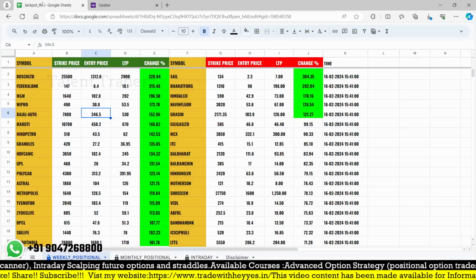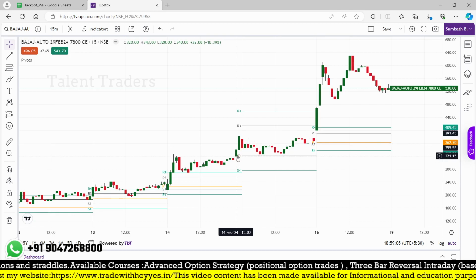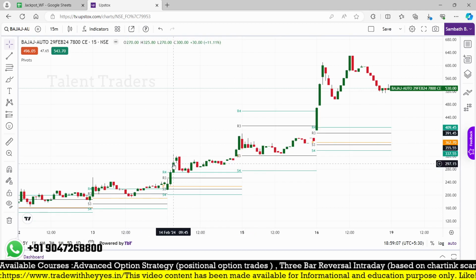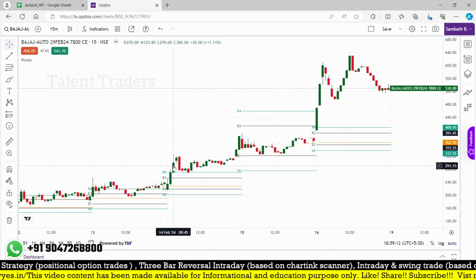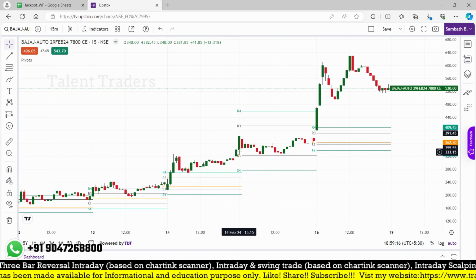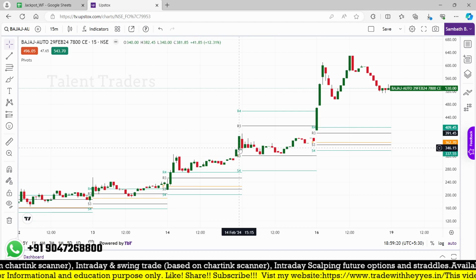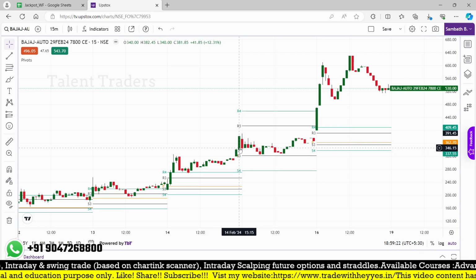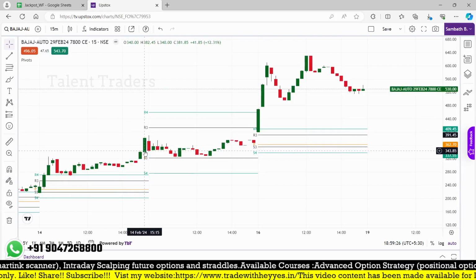Whereas our entry point is around 346, maybe 347, and that was triggered here. Here 325 is the high. Here you can look at this at 3 o'clock, 345 here, 343. So by the 14th closing, a 315 to 330 candle. So that is a valid entry for a positional. On the 14th we got it.